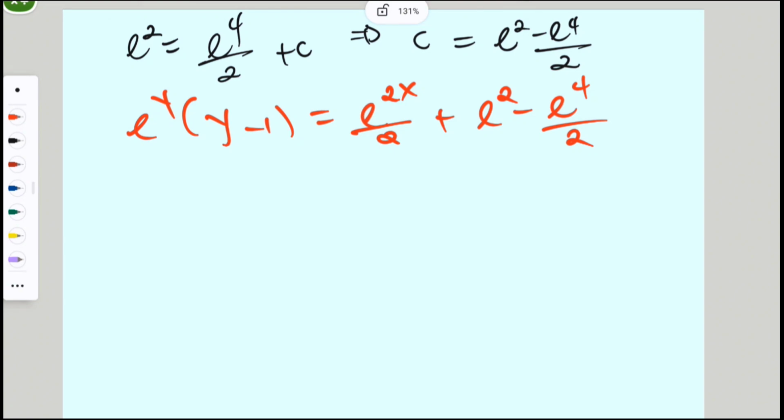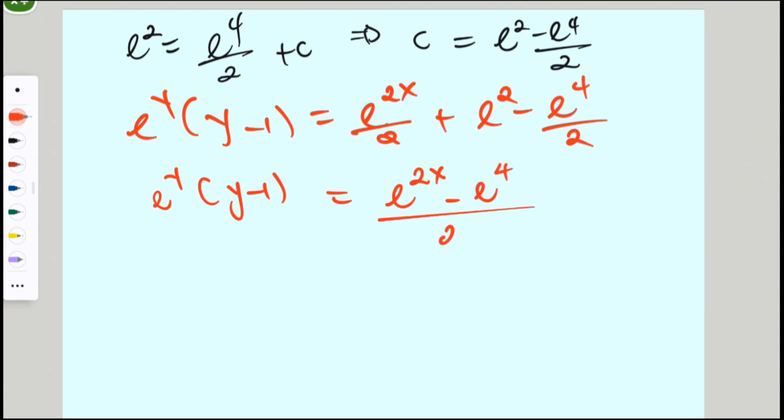To simplify it, we should get our equation e to the power y times (y minus 1) equals e to the power 2x minus e to the power 4 over 2 plus e squared. Or we just put this on the same denominator, 2e squared. And there we have it.